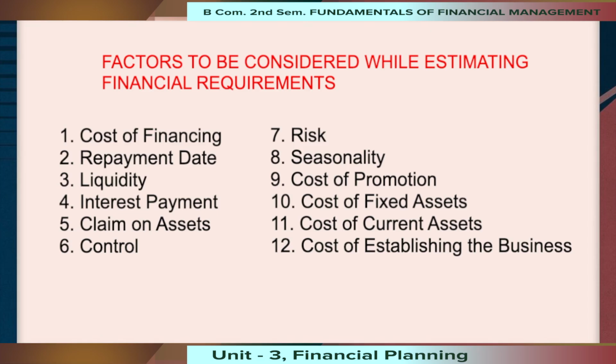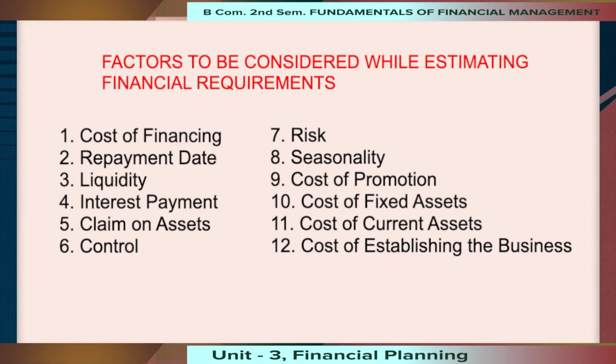And the next one is claim on assets. The borrowings of the concern may result in a charge on its assets. The next one is control. The capital structure of a concern should ensure that control does not pass into the hands of outsiders. The most important factor to be considered is risk. It is better not to launch risky projects when equity finance is not available to the desired extent.